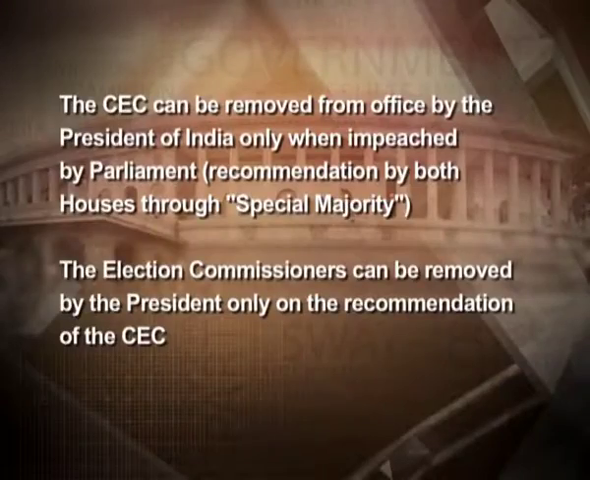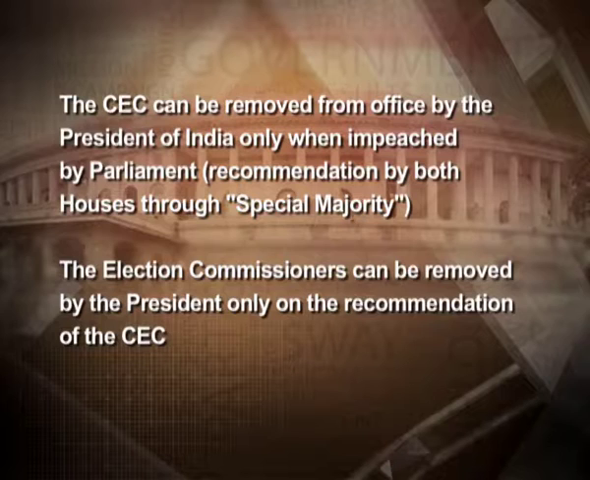Now, how can the Chief Election Commissioner be removed? He cannot be removed at will. The executive government may not like certain decisions of the Chief Election Commissioner. So, the executive government gets into a conflict with the CEC and tries to remove him or her. That cannot happen.